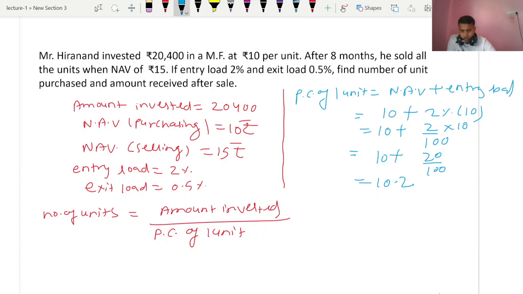The purchase cost of 1 unit is what? 10.2. So just put this in this formula. The number of units is what? Amount invested by purchase cost of 1 unit. What is the amount invested? 20,400. What is the purchase cost of 1 unit? 10.2. So number of units is what? Number of units is 2000. Okay.